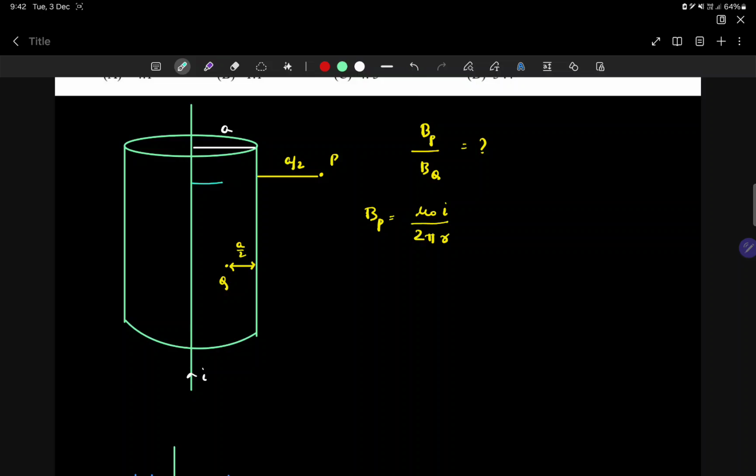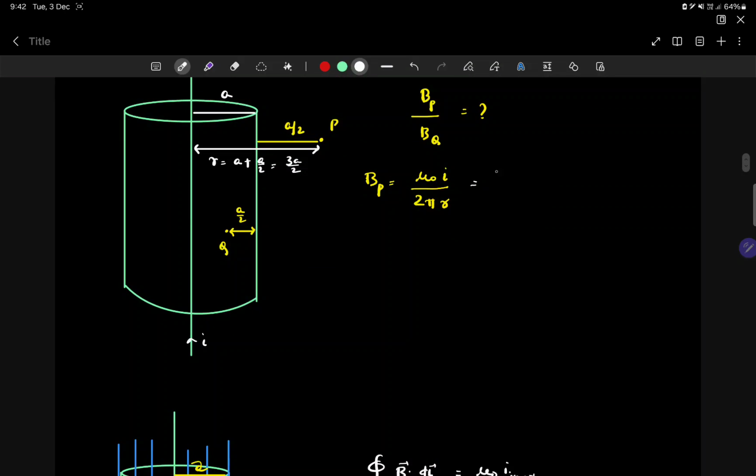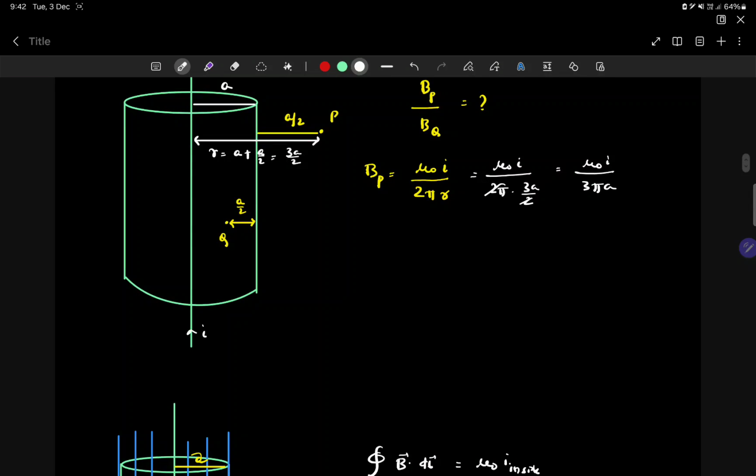So if you think about this distance, it will be A plus A by 2. So here small r is equal to A plus A by 2, that is 3A by 2. So put it: mu naught I by 2 pi into 3A by 2. Solving, we get mu naught I by 3 pi A. This is the B at P.